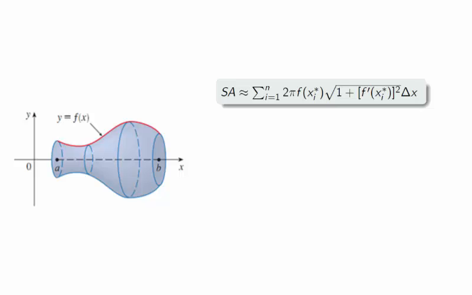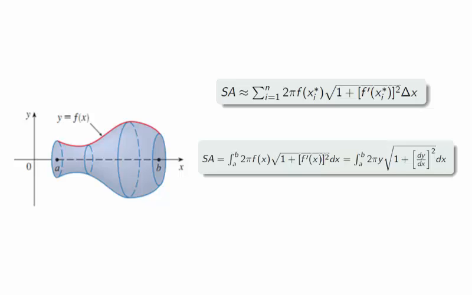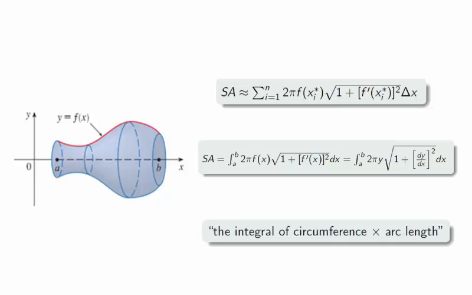So passing to the limit, we obtain the following formula for the area of a surface of revolution. Surface area is equal to the integral from a to b of 2 pi f of x times the square root of 1 plus f prime of x squared dx, which equals the integral from a to b of 2 pi y times the square root of 1 plus dy/dx squared dx. This is the area of the surface obtained by rotating the curve y equals f of x, where a is less than or equal to x is less than or equal to b, about the x-axis. You should remember this formula as the integral of circumference times the arc length.